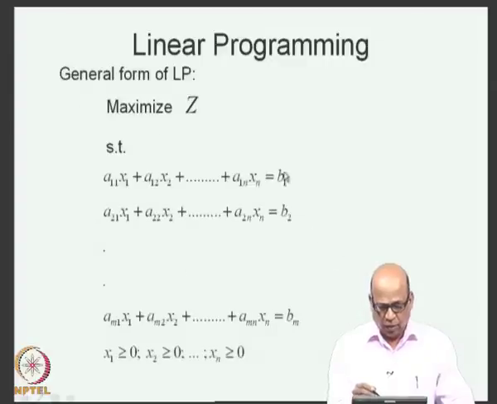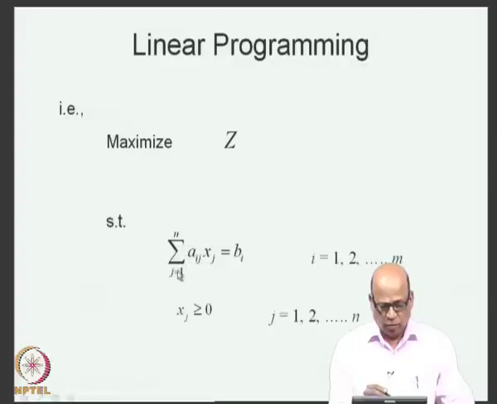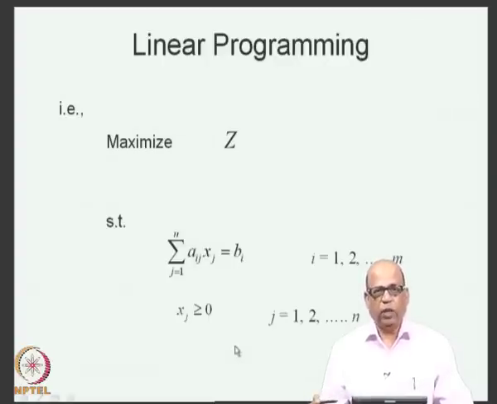So, I am writing this set of constraints here in a compact form using the summation notation, and x_j greater than or equal to 0, j is equal to 1 to n. There are n number of variables, m number of constraints. Constraints I am denoting by i and the variable by j here. So, this is a compact form of LP, still in the scalar notation. So, we write this in the scalar notation as shown here.